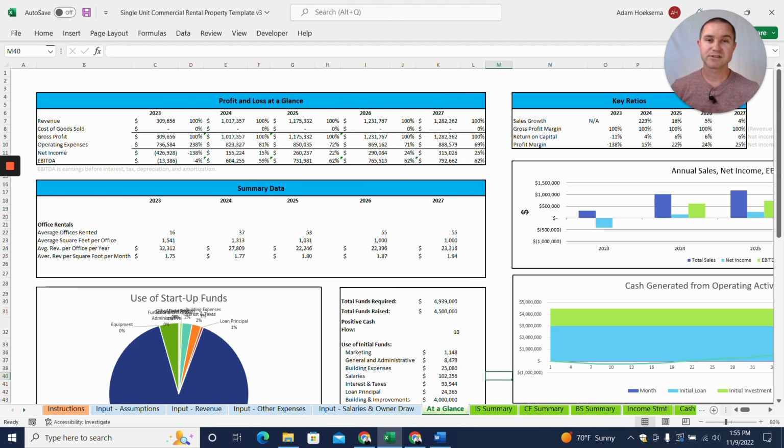All right, so here we are starting on the At a Glance tab. So this is kind of the end of the process. So once you've entered in all of your startup costs, your revenue and expense assumptions, you'll come to this At a Glance tab. You'll get to see your profit and loss at a glance, some key ratios, some graphs, some charts, and some summary data like the average number of office rentals that you have, average square foot per office, revenue per square foot per month, that sort of thing.